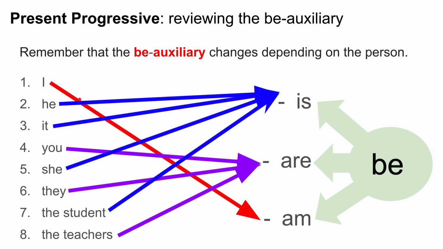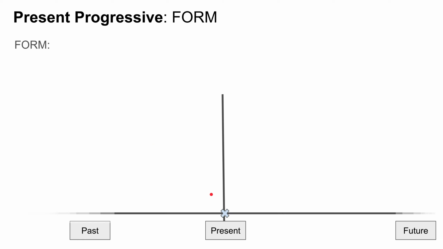So I is the first person. We always say am. He, it, she, the student: this is third person. We use is. And you, we say are, they, and the teachers. Those are plural. We say are. Okay, let's move forward now.